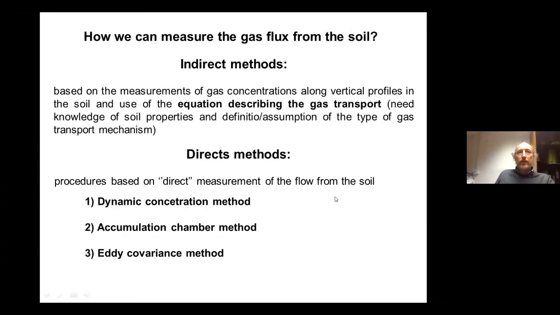And first, we have to measure the gas flux. So how can we measure these gas fluxes from the soil? We can use indirect methods or direct methods. The indirect methods consist essentially of measuring gas concentration along vertical profiles in the soil and using the equation describing the gas transport mechanism to estimate the flux from the measured concentration of the gas in the soil.